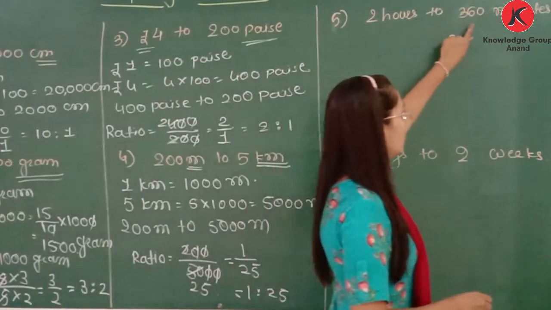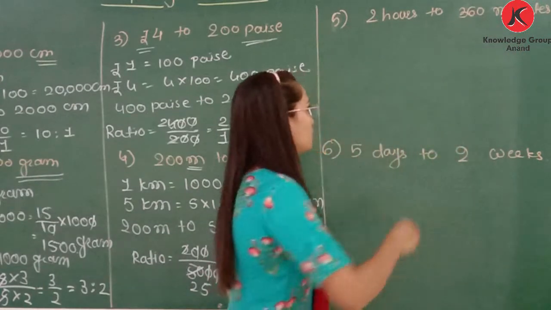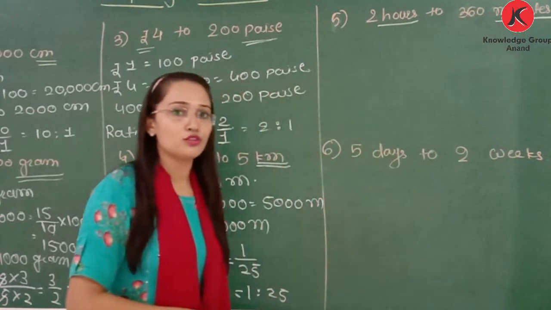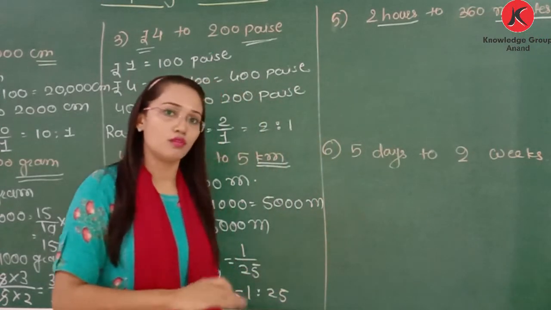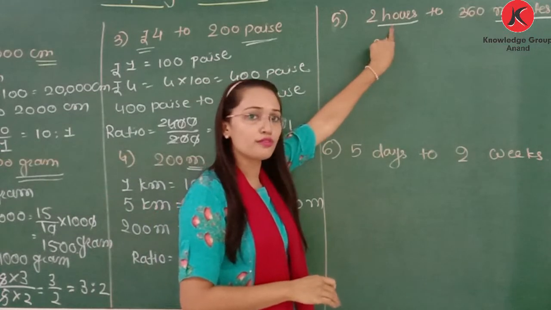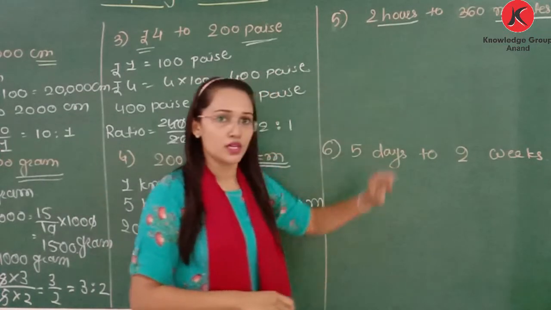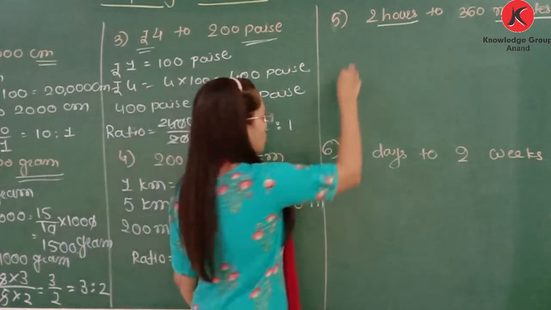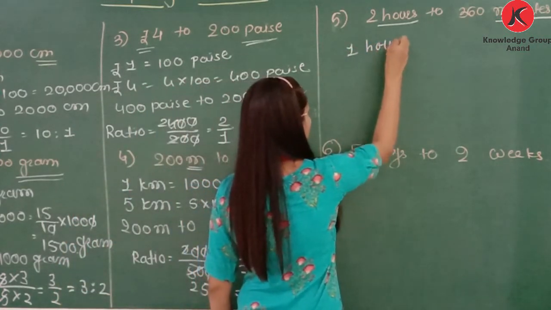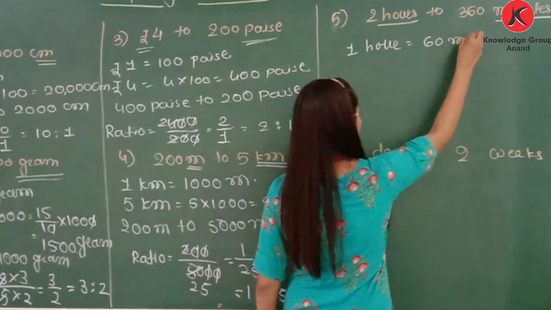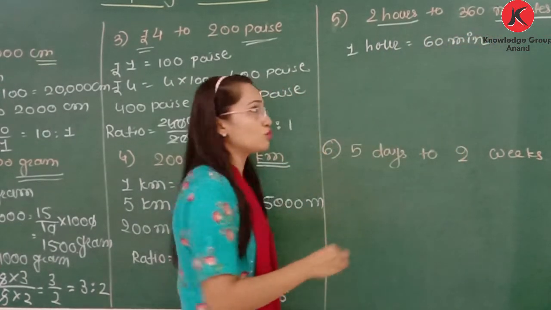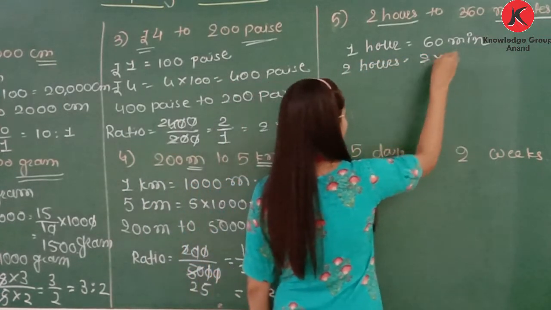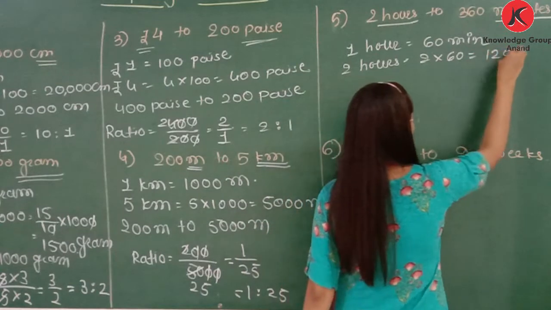2 hours to 360 minutes. Okay. So here 1 unit is in hours and 1 unit is in minutes. So which unit is bigger, hour or minute? Hours is the larger unit, so we will convert 2 hours into minutes. Now in 1 hour, how many minutes do we have? We have 60 minutes. So 1 hour is equal to 60 minutes. So 2 hours is equal to 2 multiply 60 is equal to 120.